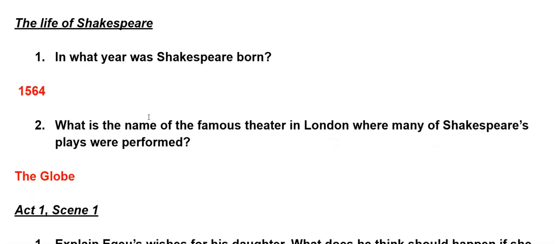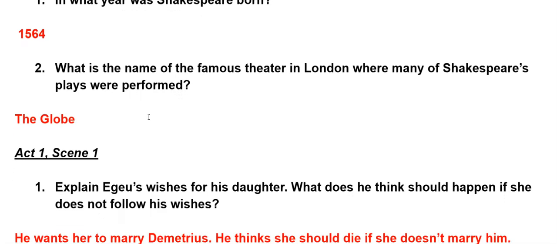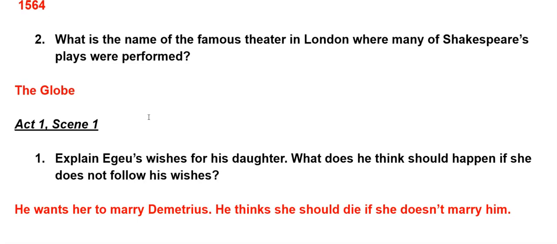Now we're going to move on to Act 1, Scene 1. Question 1 says, explain Egeus's wishes for his daughter. What does he think should happen if she does not follow his wishes? Remember, Egeus is Hermia's dad. In the beginning of the play, Egeus wanted Hermia to marry Demetrius, and if she said no, he thinks that she should die if she doesn't marry him.